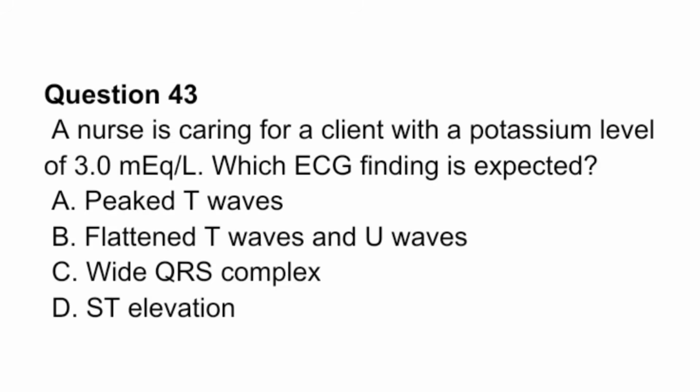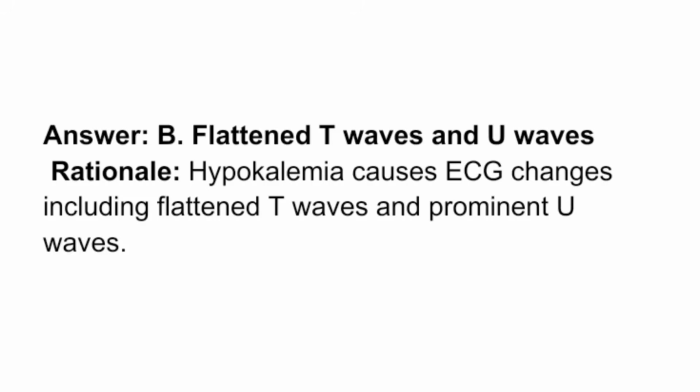Question 43. A nurse is caring for a client with a potassium level of 3.0 milliequivalents per liter. Which ECG finding is expected? A. Peaked T waves. B. Flattened T waves and U waves. C. Wide QRS complex. D. ST elevation. Answer: B. Flattened T waves and U waves. Rationale: hypokalemia causes ECG changes including flattened T waves and prominent U waves.